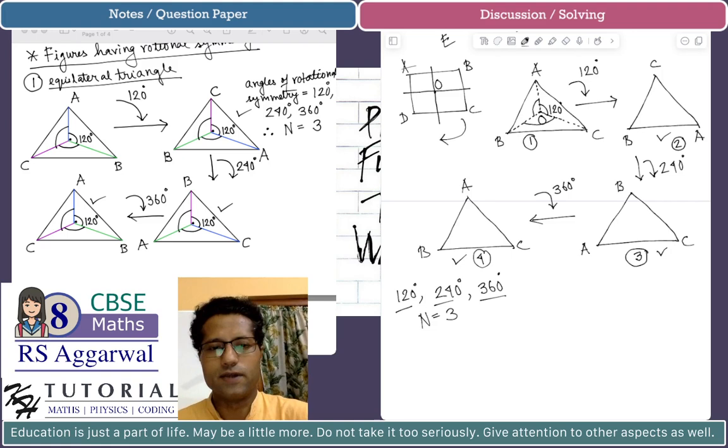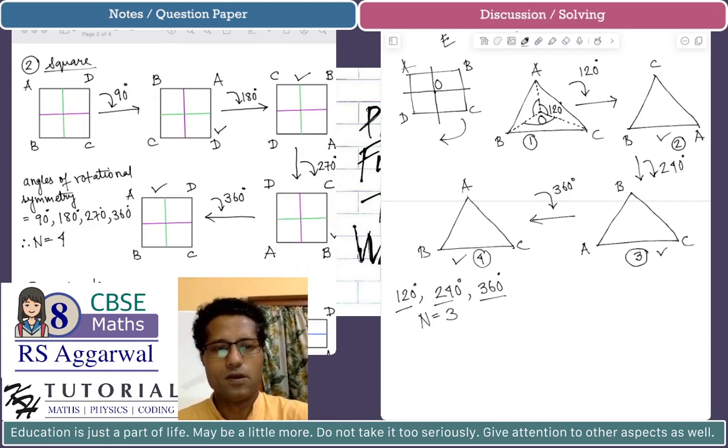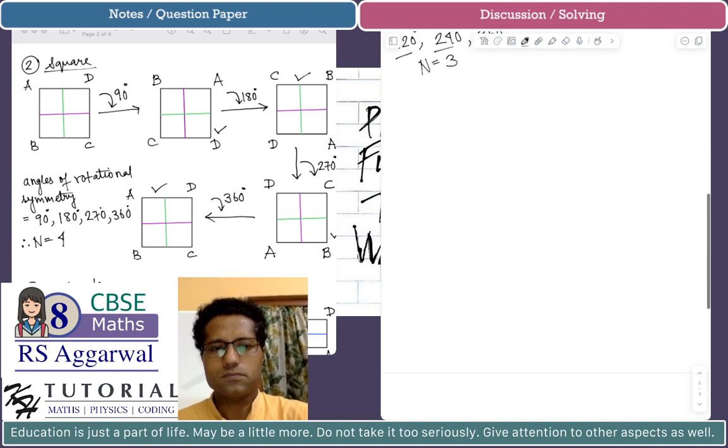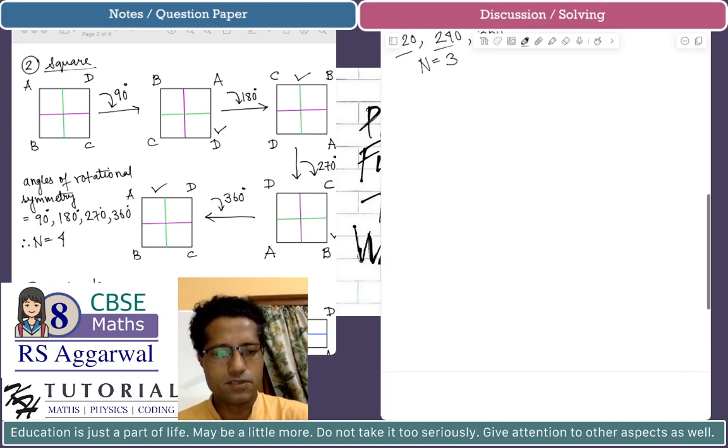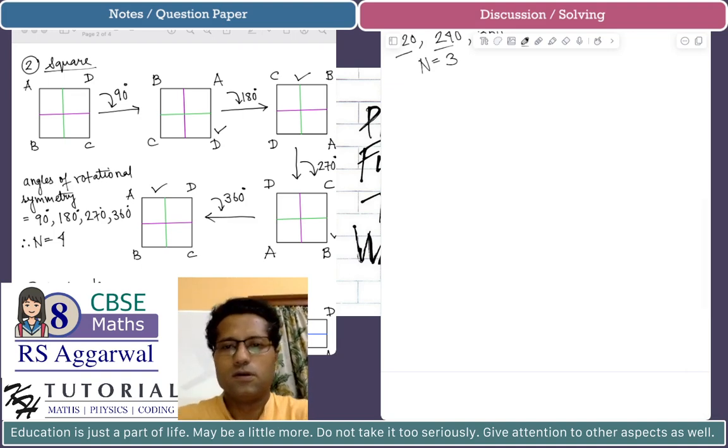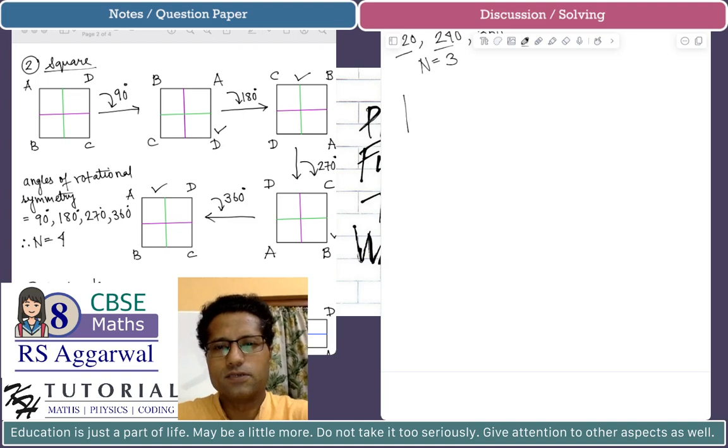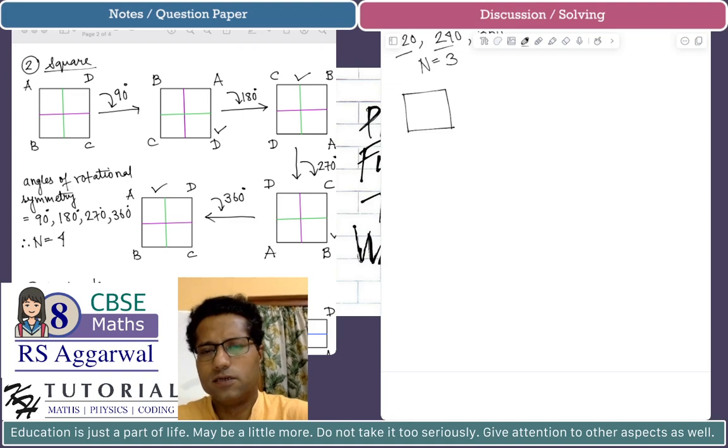So this was equilateral triangle. Let's see what about square. So a square, let's understand what are the angles of rotational symmetry of square, and what is the order of rotational symmetry. So in a square, it is very easy to understand that a square definitely has 4 lines of symmetry, that is the 2 diagonals and the 2 lines joining the midpoints of the 2 opposite sides.